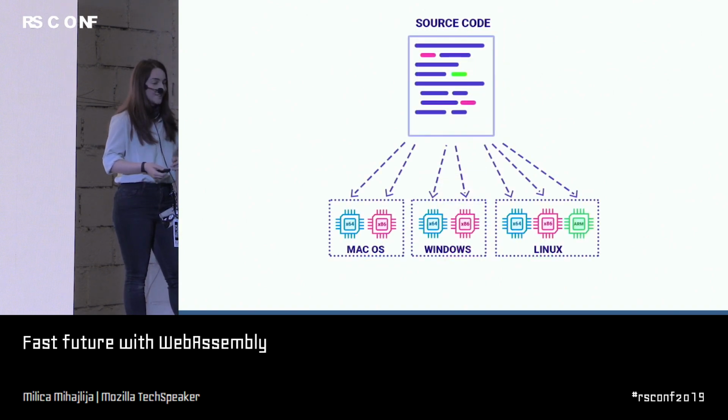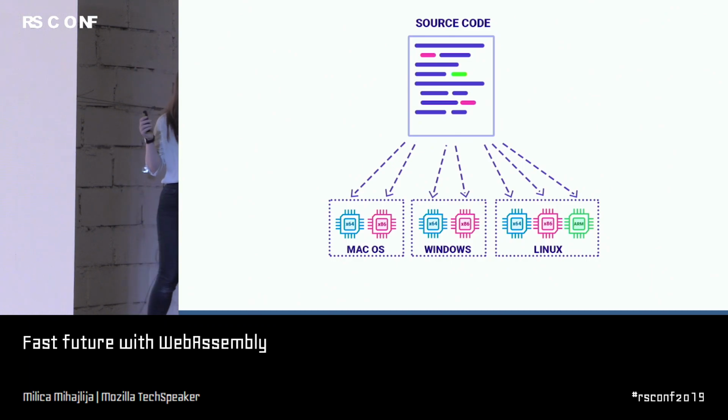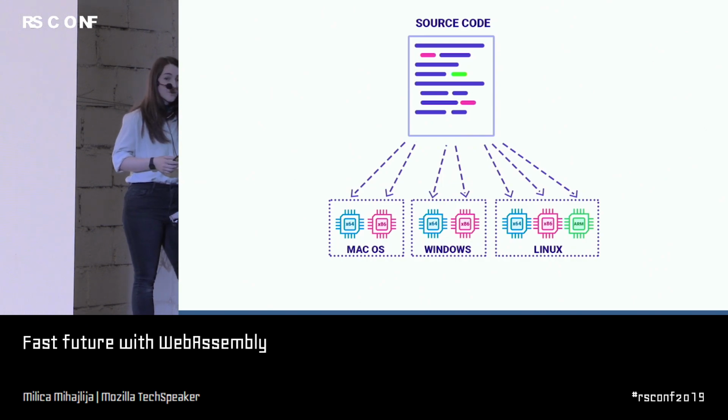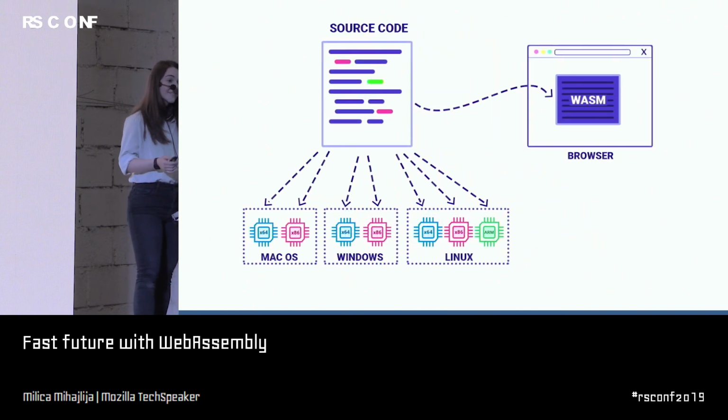Now, the thing with portability. To run an application on a device, it has to be compatible with the device's processor architecture and operating system. That means compiling code for every combination of a processing architecture and operating system that you want to support. But with WebAssembly, there's only one compilation step, and your app will run in every modern browser.